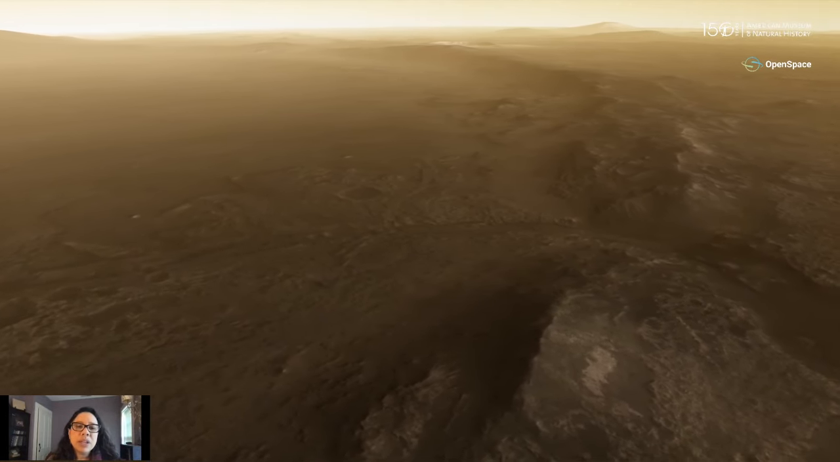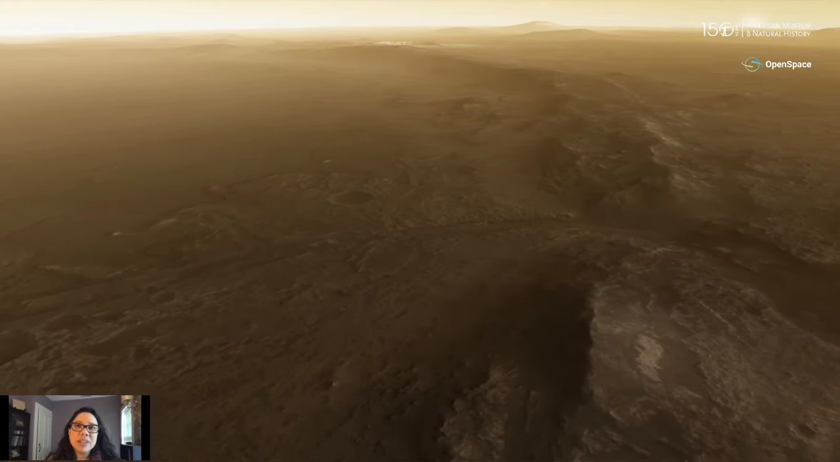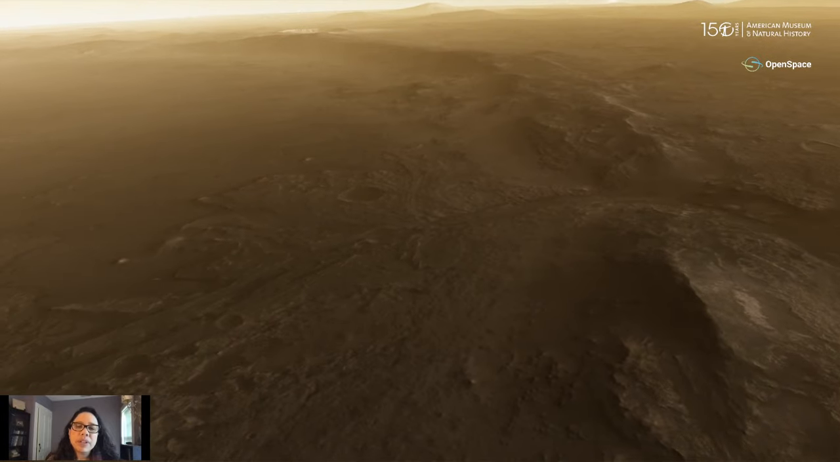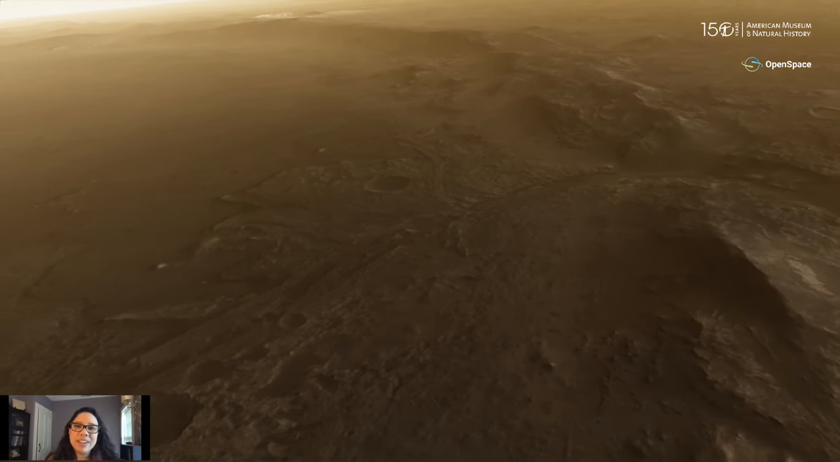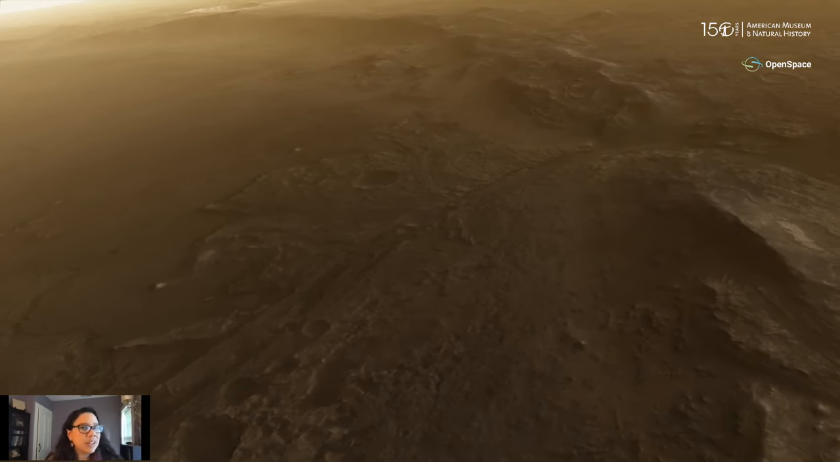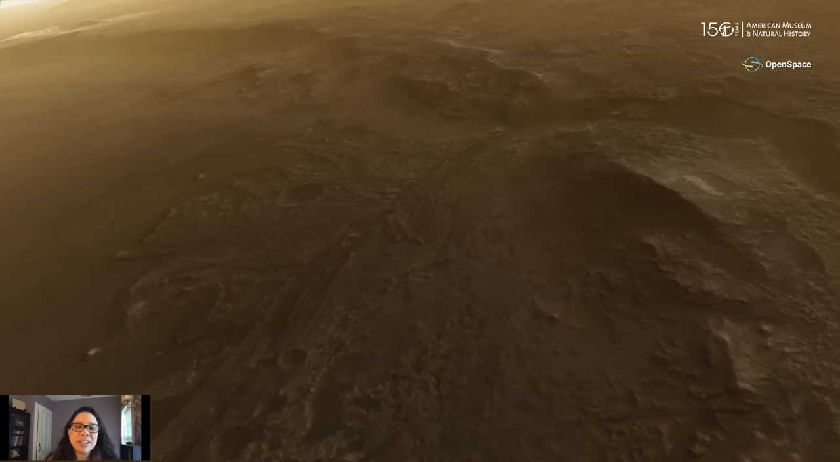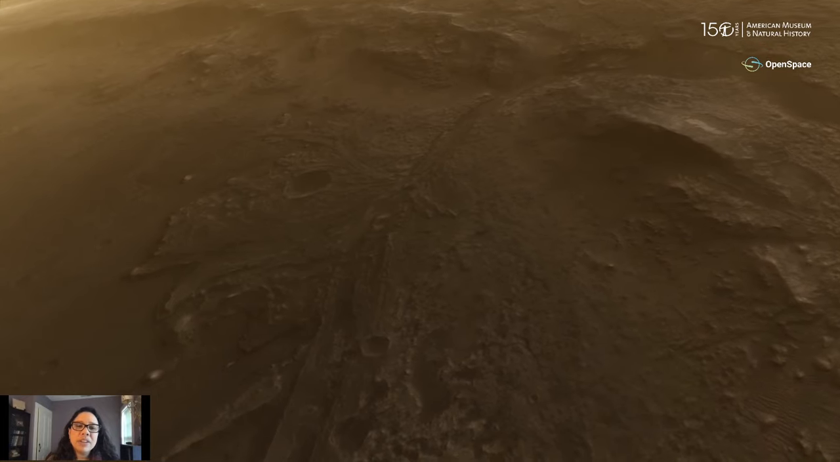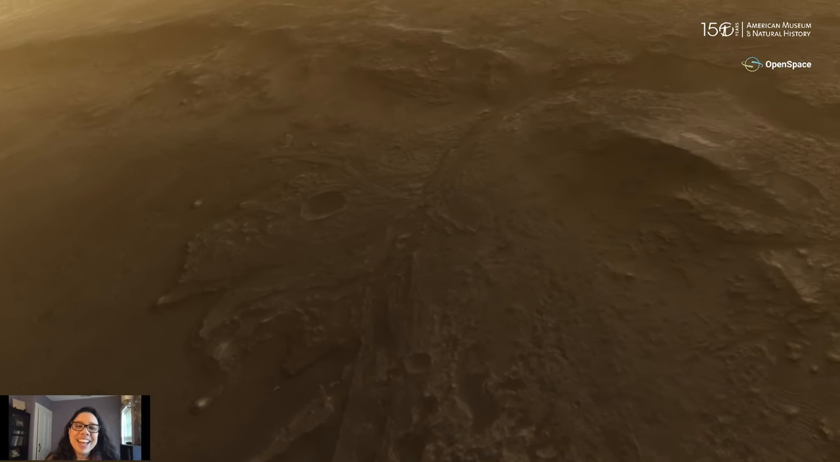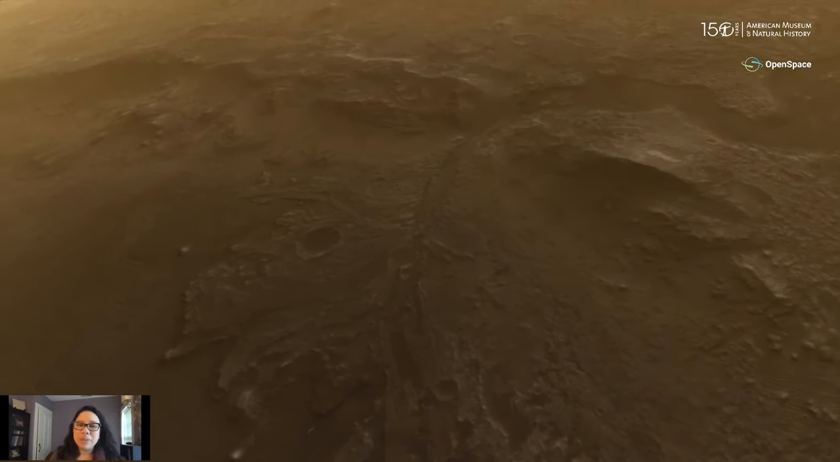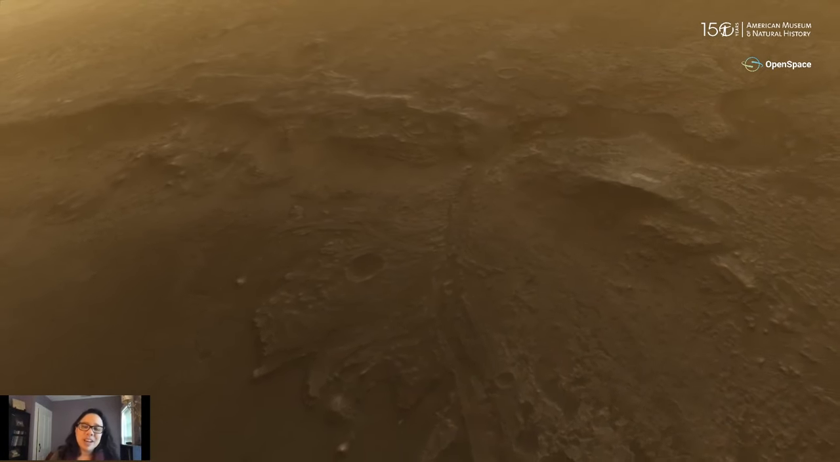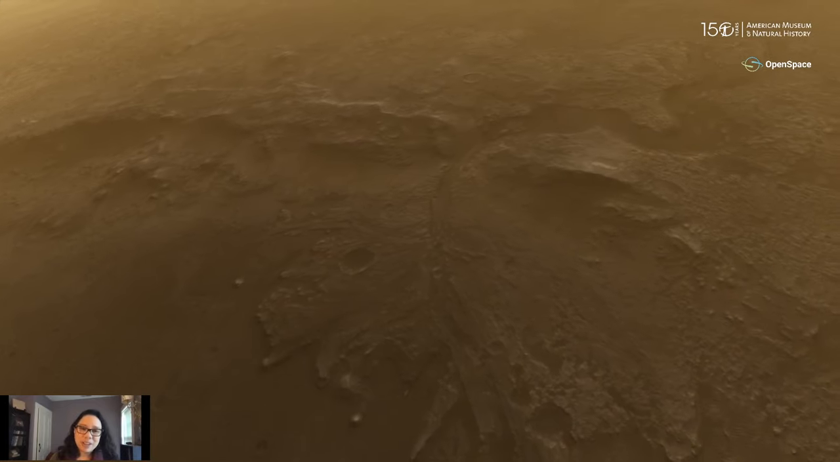So what we're seeing here is what we call a delta. The sediments of the river that have fallen out into the lake, it's just like the Mississippi Delta or the Nile Delta. And these sediments carry the minerals and the sediments of a wet Mars 3 billion years ago.